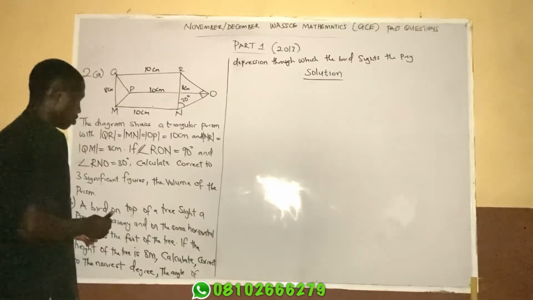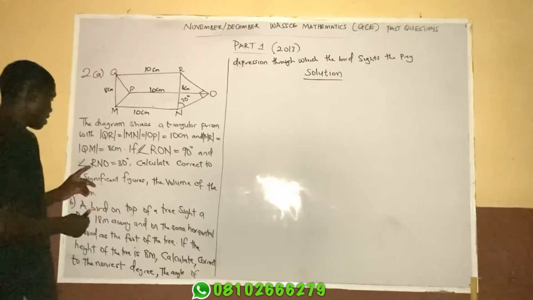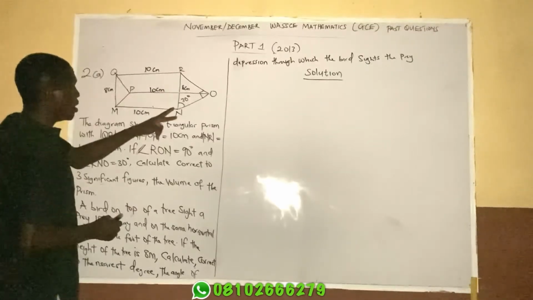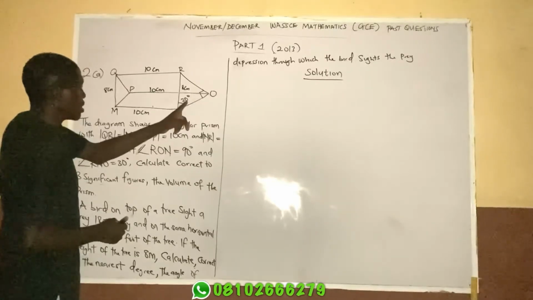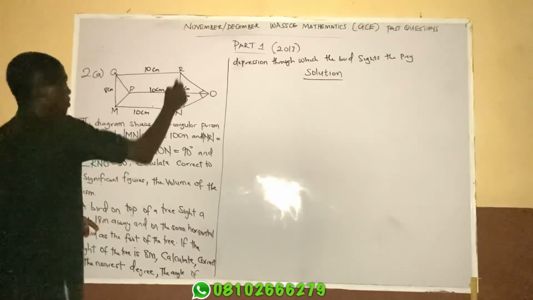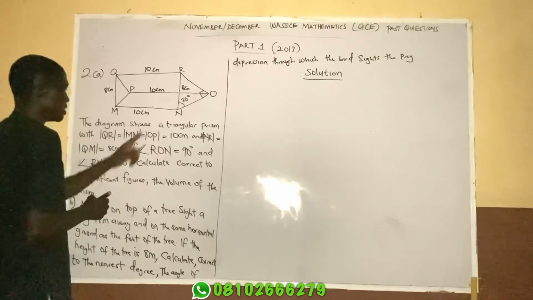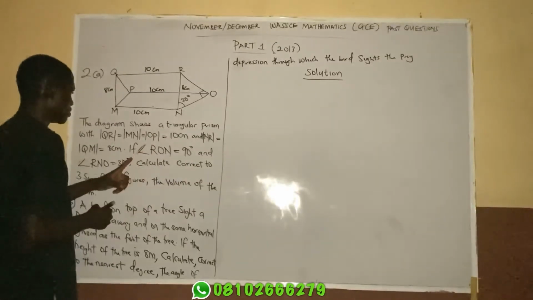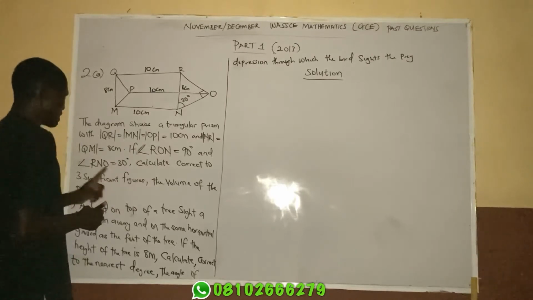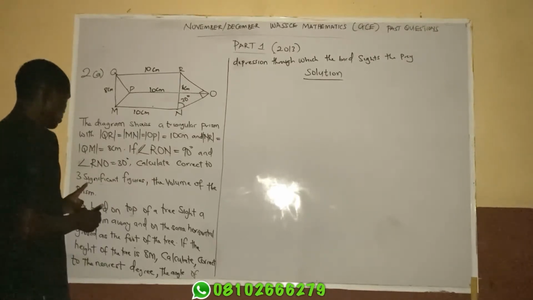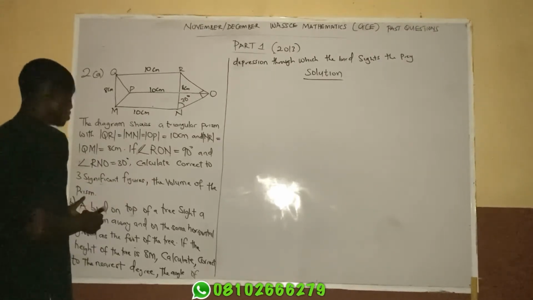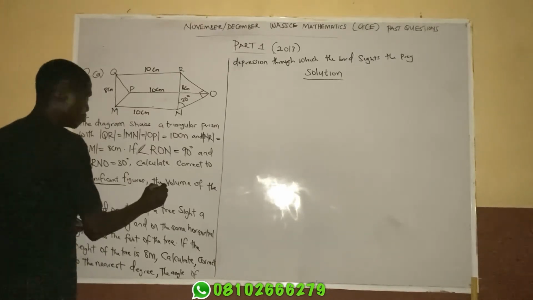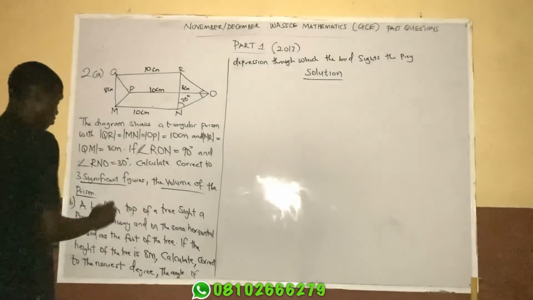And what are the other parameters of it? Angle RNO is 30 degrees. So angle RN is equal to 30 degrees. Now calculate, correct to three significant figures, the volume of the prism.